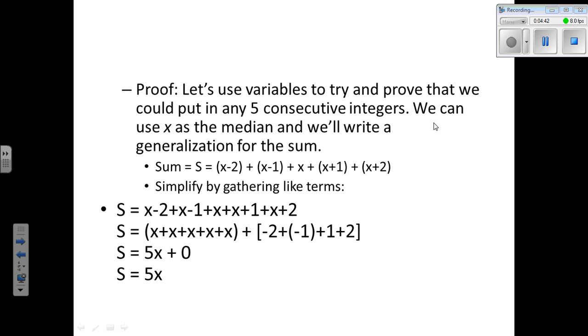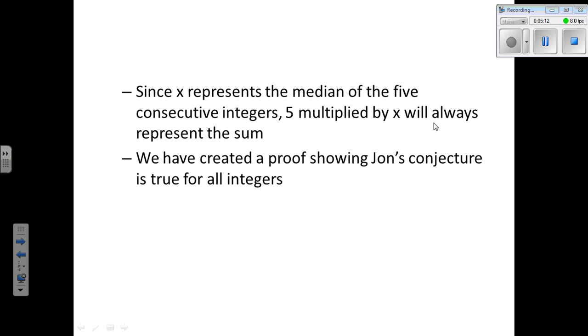So, proof. Let's use variables and try and prove that we could put in any 5 consecutive integers. We can use an x as a median and we'll write a generalization for the sum. So sum equals s equals x minus 2 plus x minus 1 plus x plus 1 plus x plus 2. Simply by gathering like terms, we come up with 5x. Since x represents the median of 5 consecutive integers, 5 multiplied by x will always represent the sum. We have created a proof showing John's conjecture is true for all integers.